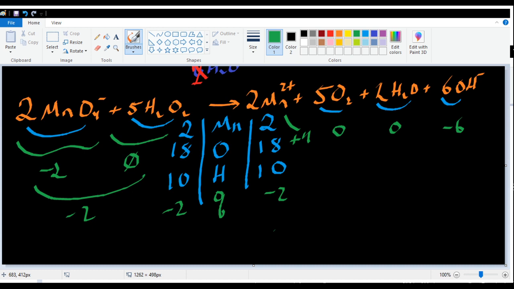And then the only thing left to check is the coefficients. Namely, can they all be divided by some number? Are they all even? Divide by 2. Can they all be divided by 3? Divide by 3, and so on. 2, 5, 2, 5, 2, 6. No, there's no common denominator. Okay, great. So that checked out as well. So this is the balanced reaction in base between permanganate and hydrogen peroxide.